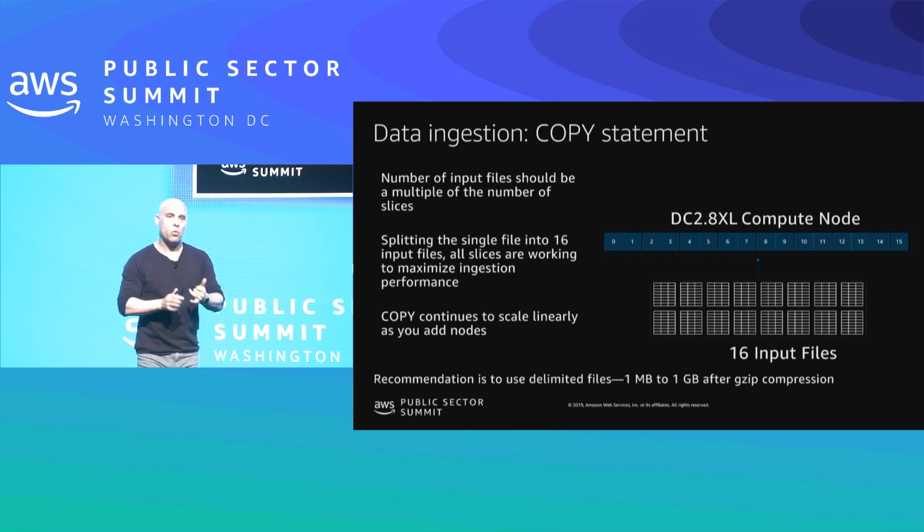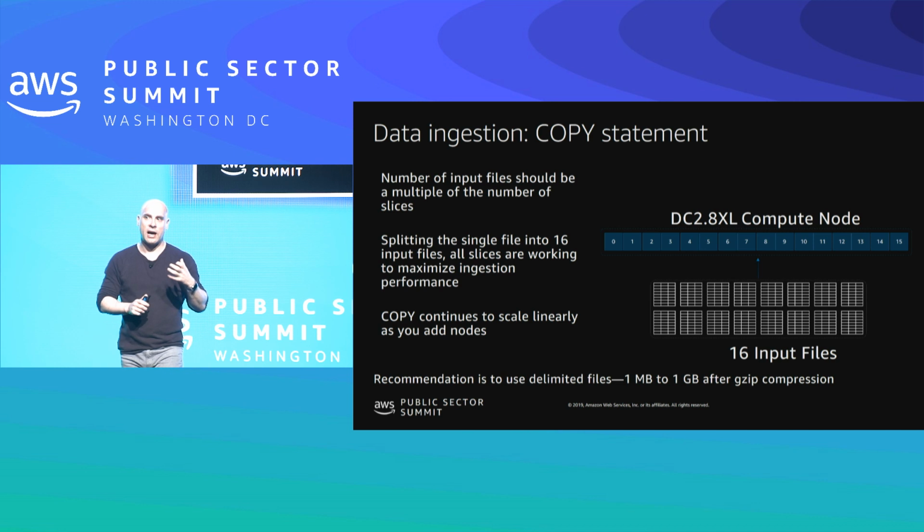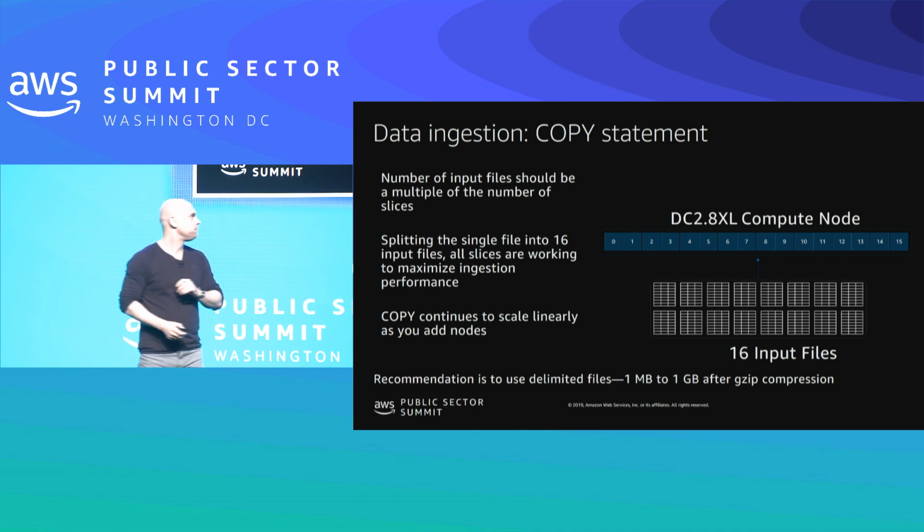Our rule of thumb is 1 meg to 1 gig files, somewhere in that range after you apply gzip compression. We do now have Zstandard compression. I haven't actually tried that out, but I'll just throw it out there. It has a higher compression rate than gzip and is also technically faster to decompress. I don't have numbers on it. It's just a brand new thing that we just released.